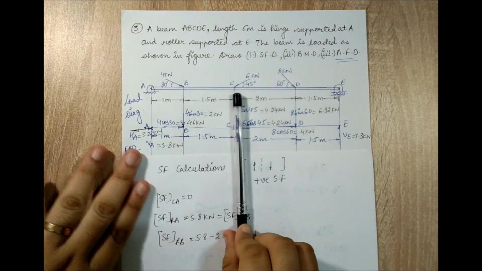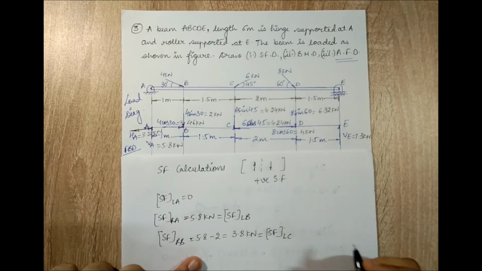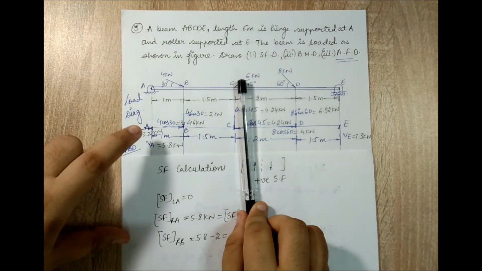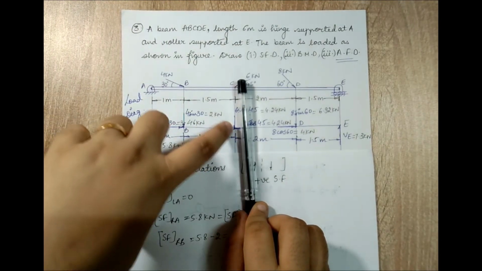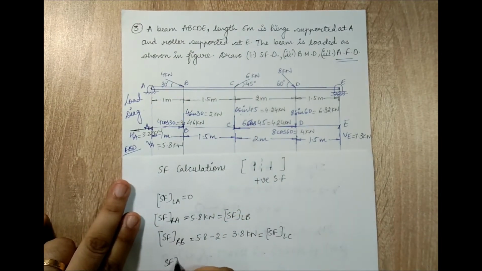When I stand at C and look to the left, I get the same value. So I'll write down it is equal to the shear force to the left of C. For shear force to the right of C, I'll stand a little ahead. I can see VA, I can see minus 2, and I can also see minus 4.24. So I'll write down shear force to the right of C is 5.8 minus 2 minus 4.24. I get the value as minus 0.44 kilonewton.